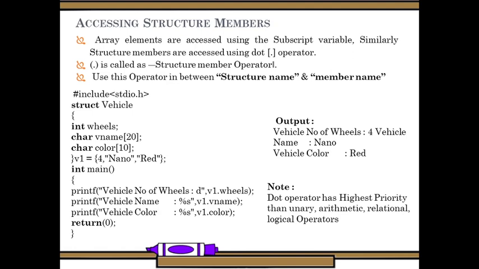Then, accessing the structure members. How can we access the structure members? Array elements are accessed using a subscript variable. For example, as we discussed in previous videos, what an array is and how to access the array elements. Suppose this is an array, with element 10, then 20, then 30, then 40, like this.